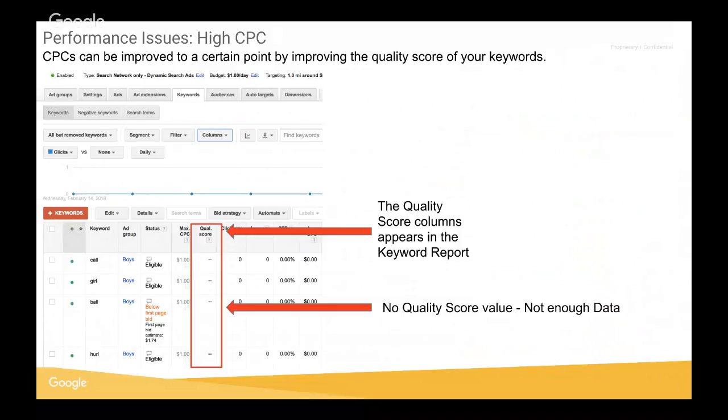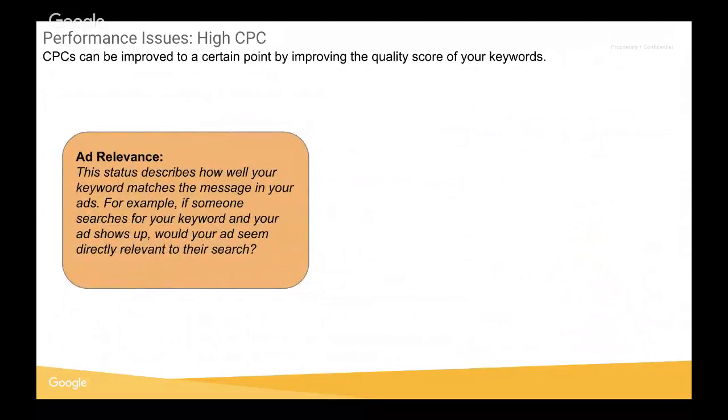Sometimes keywords might not have any quality score. This is because the keyword does not have enough data for the system to be able to calculate its quality score. So don't panic when you see that. Do allow the system and the keyword to get more impressions and data, and then you should see the quality score. How to improve the keyword quality score?